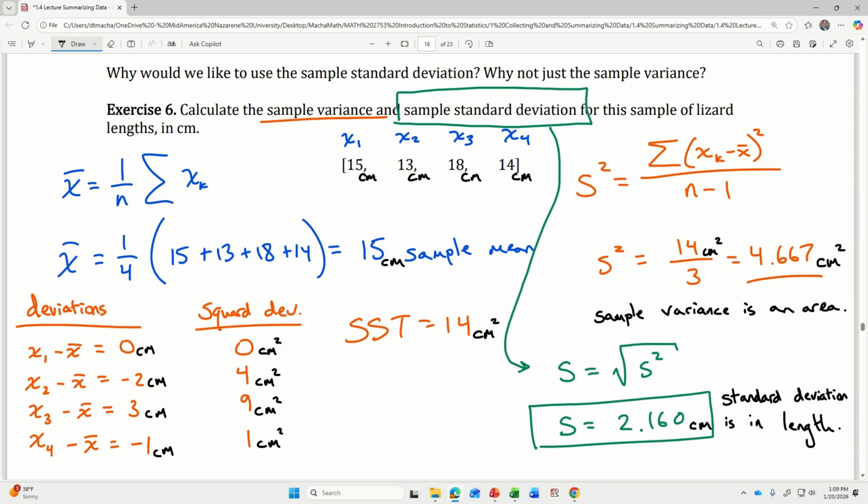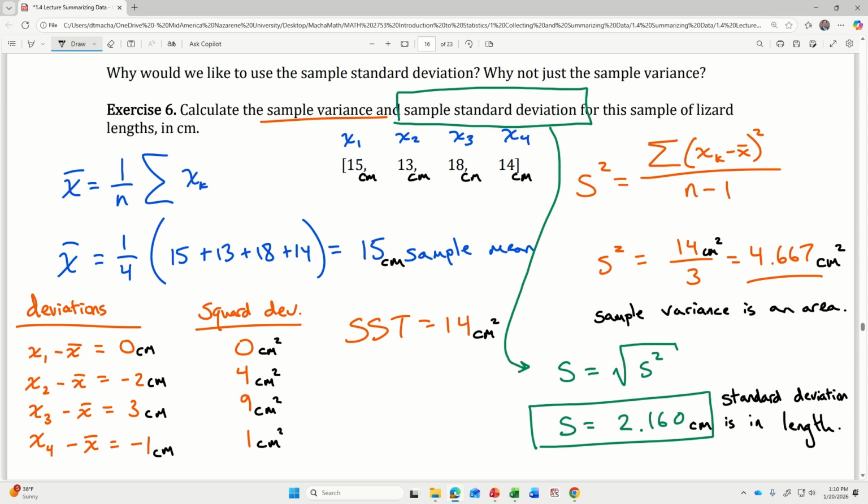Like, what's the point of sample variance? In this class, what really matters is the standard deviation. So in this class, sample variance is kind of pointless. You do calculate the variance on the way to calculate the standard deviation. It's just an extra step, just one of the steps.